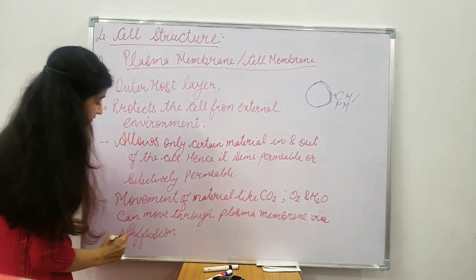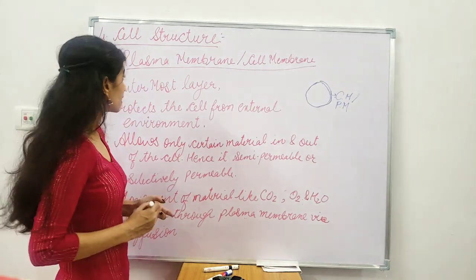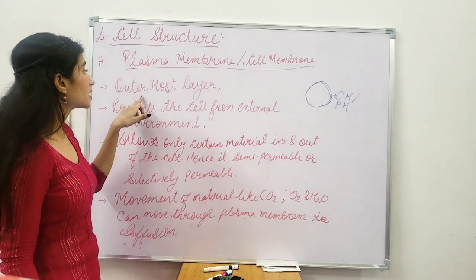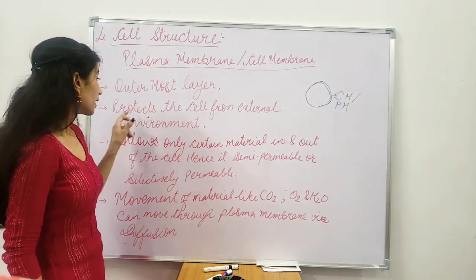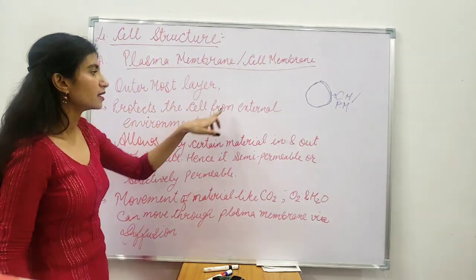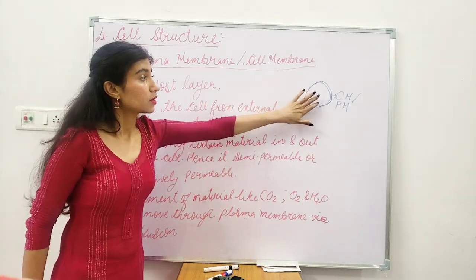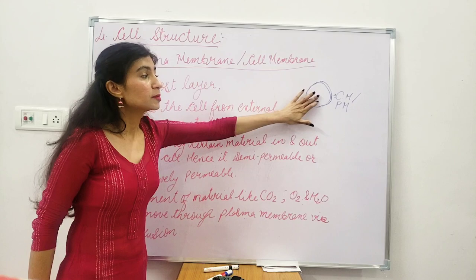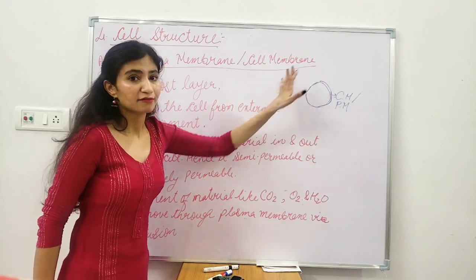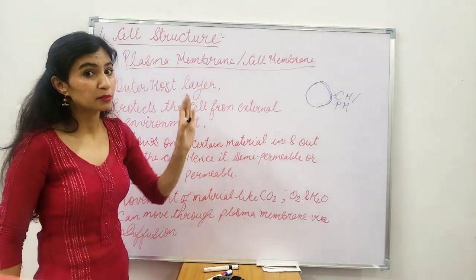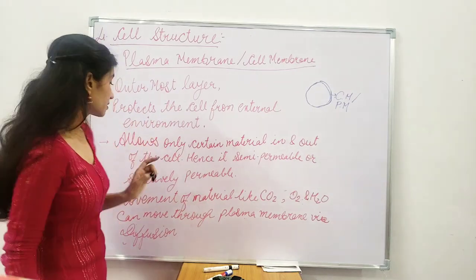So, what we have discussed so far is that the plasma membrane is the outermost layer of the cell. It protects the cell from its external environment, and it protects all the cell organelles, because these organelles need to be protected from the outside environment of the cell. Otherwise, the cell won't be able to survive, neither the organelles.